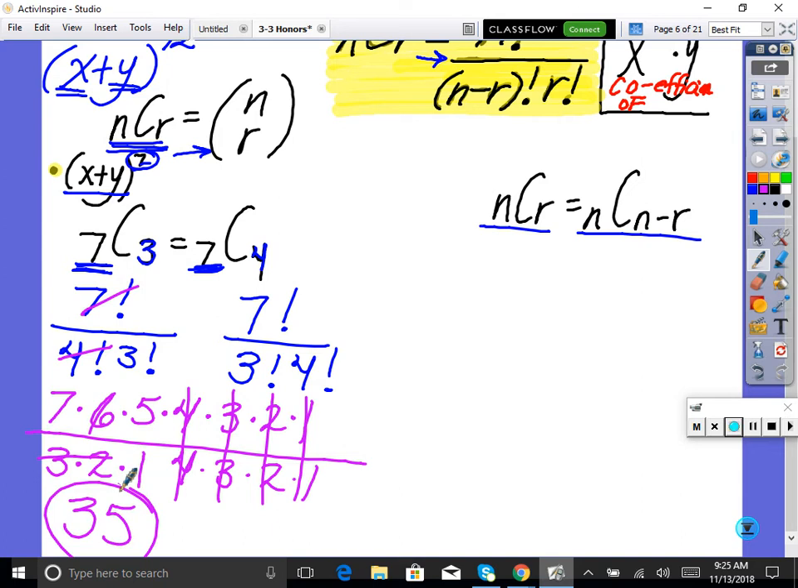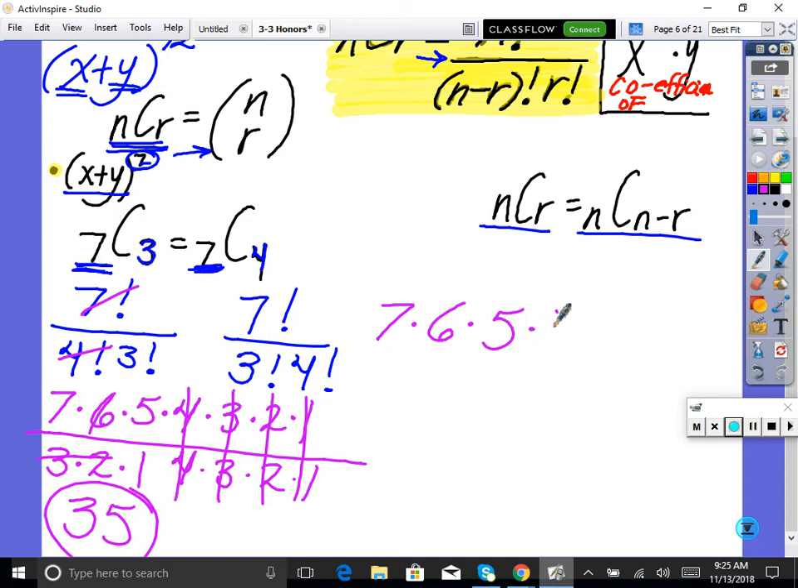So let me show you a quicker way to think through it, okay? Because we should not have to write out the 4, 3, 2, 1, because we're going to think more advancedly about this. We're going to go, okay, 7 factorial is 7 times 6 times 5, and then I'm not going to keep writing it out, because don't I see a 4 factorial on bottom?